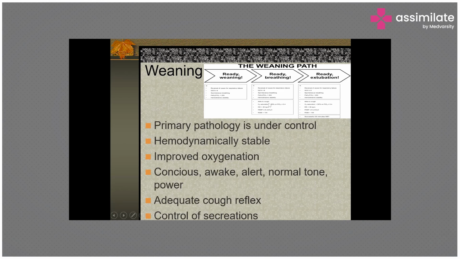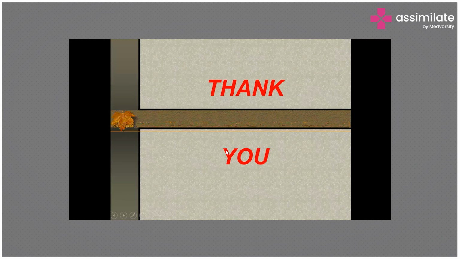And then we should also make sure that the patient is hemodynamically stable, his blood pressure is normal, his oxygen levels are normal, his respiratory rate is normal, he is not anxious, he is not agitated, he is fully conscious, awake, alert, he has good tone, power, reflexes, his cough reflex is good, and he doesn't have excessive secretions. These are the conditions where we can start weaning the patient from ventilator.